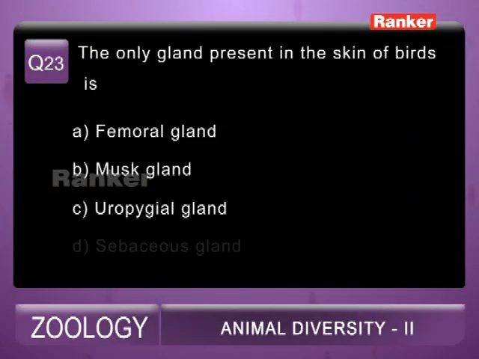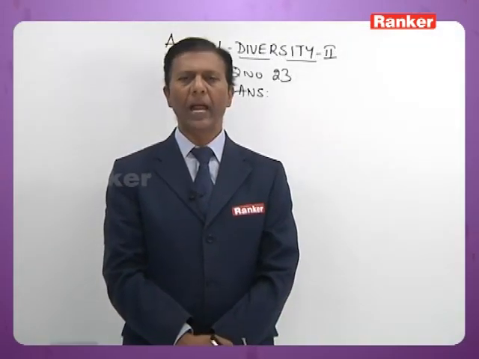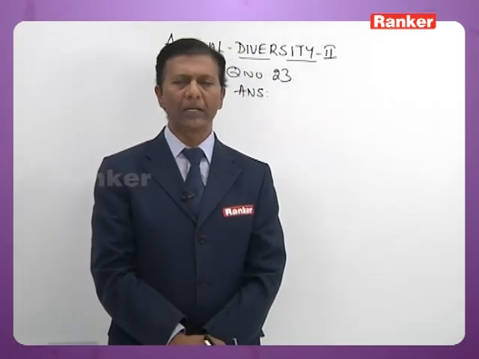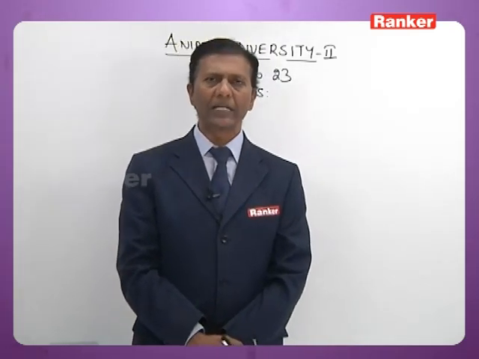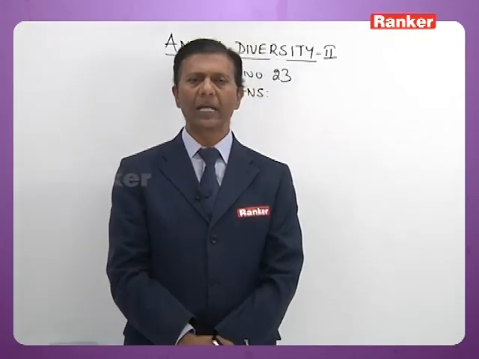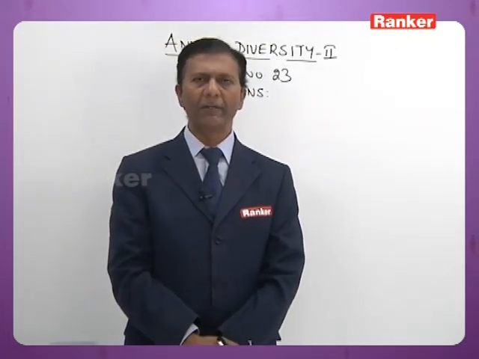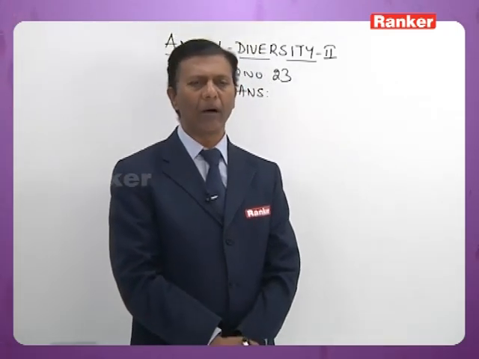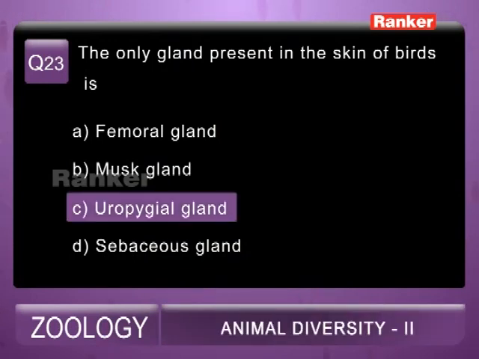Now, the 23rd question. The only gland present in the skin of birds is: A. femoral gland, B. musk gland, C. uropygeal gland, D. sebaceous gland. The only gland present in the skin of birds is the uropygeal gland. Usually birds don't have sweat and sebaceous glands. The uropygeal gland, also called the preen gland, lies at the base of the tail. It helps in preening of feathers. So, the 23rd question's correct answer is C, uropygeal gland.